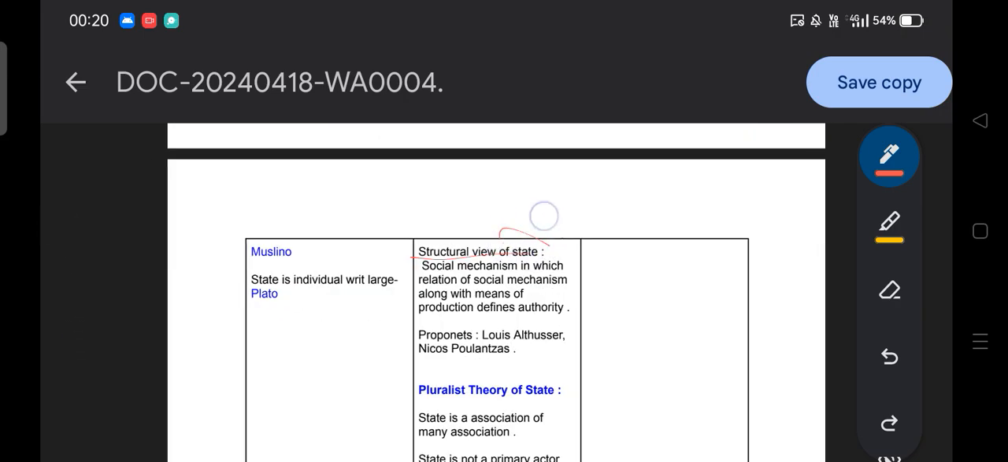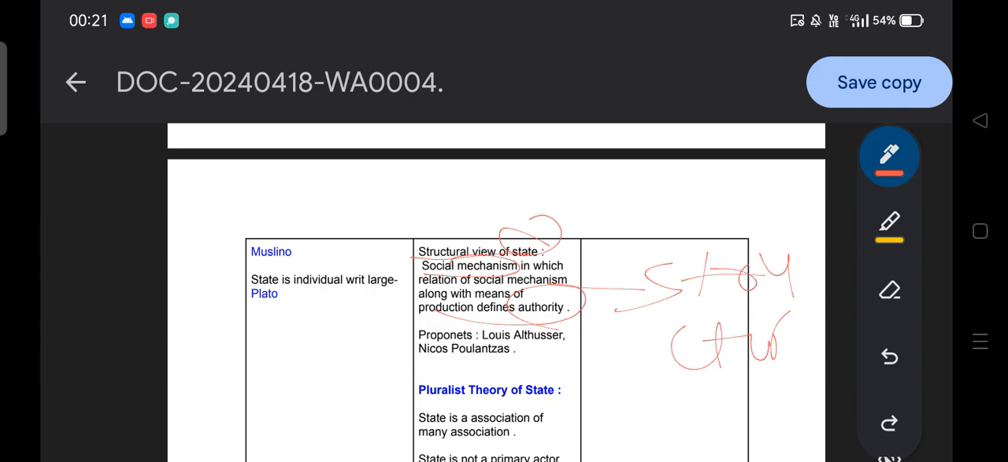But on the other hand, the structural view of the state believes in a social mechanism in which the social structure or social relationships, along with the means of production, define authority. For example, whoever controls the means of production in the society or the social structure will determine the authority or control the state.